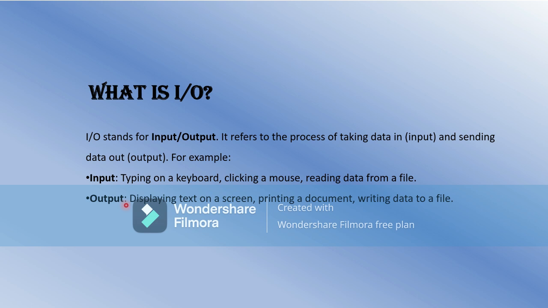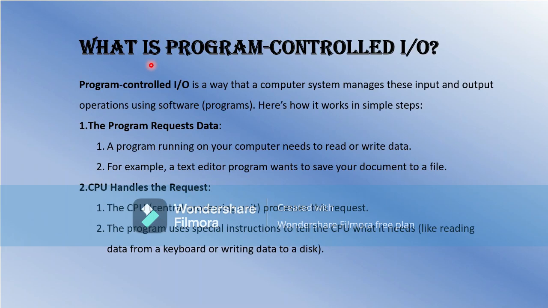The next one is output: displaying text on a screen, printing a document, writing data to a file. When the computer displays text on your screen, it is output data, and printing a document from the computer to a printer is another form of output. Writing data to a file, like saving a document, is also another process of output.